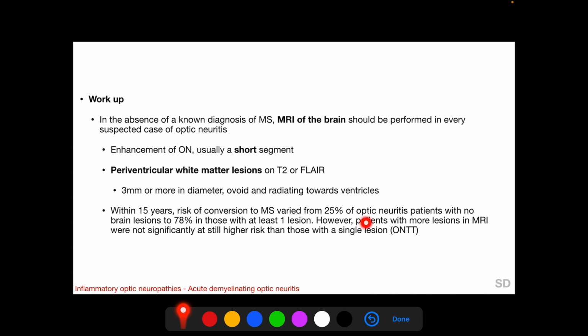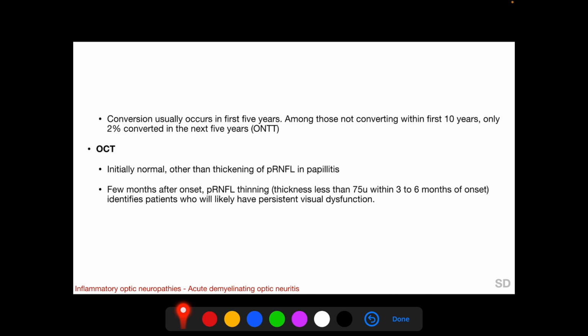However, patients with more lesions compared to those with a single lesion were not at significantly higher risk of converting to multiple sclerosis. Conversion usually occurs in the first 5 years, and among those not converting within the first 10 years, only 2% converted in the next 5 years. This is also an ONTT finding.